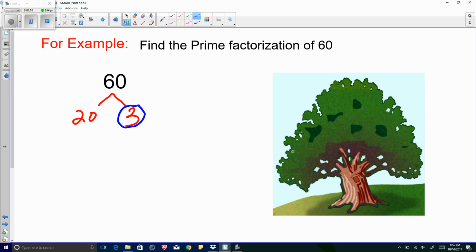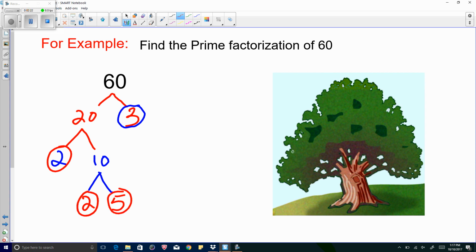If you remember in class, we called that a prime fruit, because 3 is a prime number, so we'll circle it. 20 is a composite, so that gets split, and we can split that into 2 and 10, or 5 and 4. And we will circle 2 because that's a prime fruit. And let's break up 10, and we can use 2 and 5, and both of those will get circled.